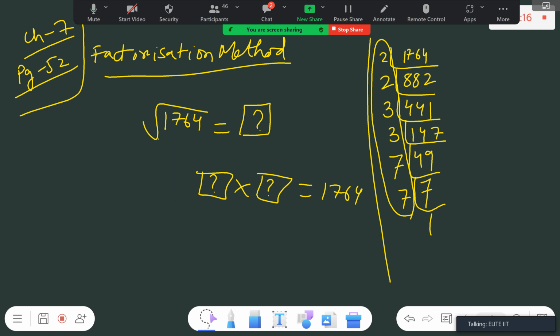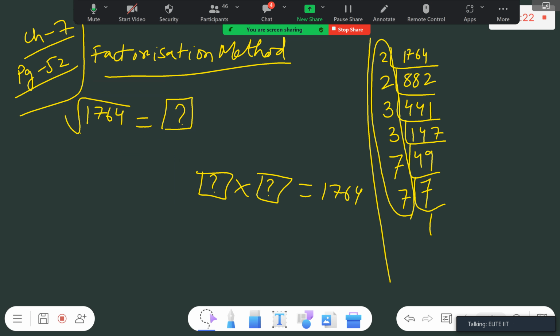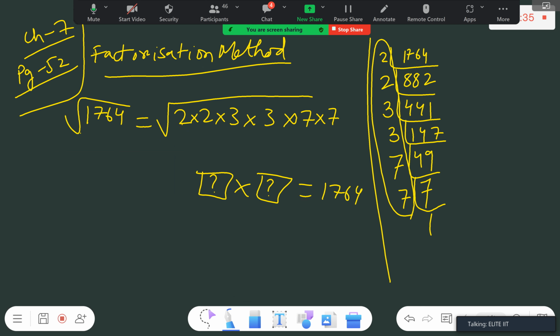So I can write the square root of 1764 as the square root of, what is 1764? 2 into 2 into 3 into 3 into 7 into 7. Now, whatever we find inside this square root, we will take pairs of them. We'll take 2 of them as 1. Here 2 is repeated 2 times, so we'll write it outside the square root as 1.